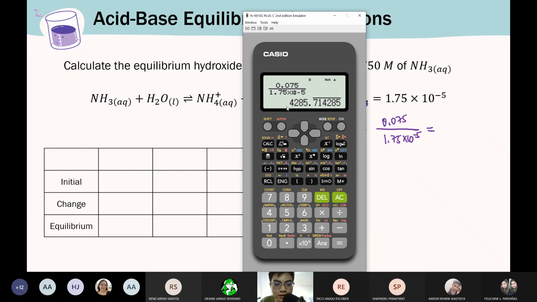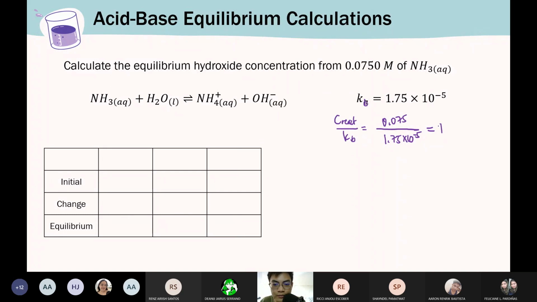Ayun, applicable kasi this is greater than 1,000, no? 4285. Shortcut applicable. Okay? So kapag sinabi ko shortcut applicable, I can just remove the minus x term in the denominator, no? So ganun. So I will fill the ICE table as is, okay? So ganun pa rin. So fill it as is, okay?